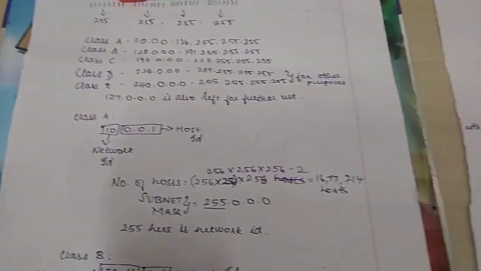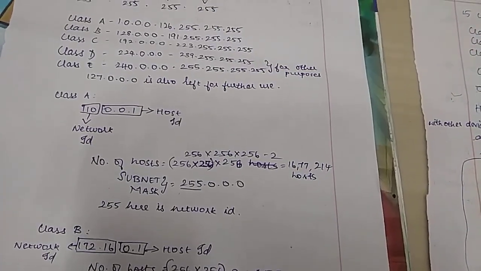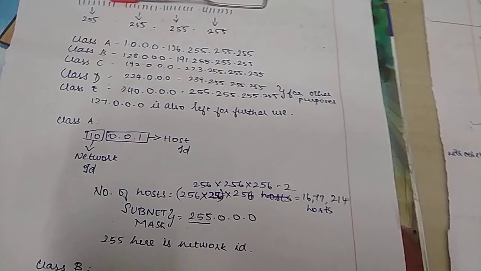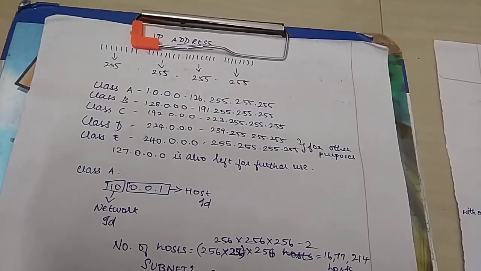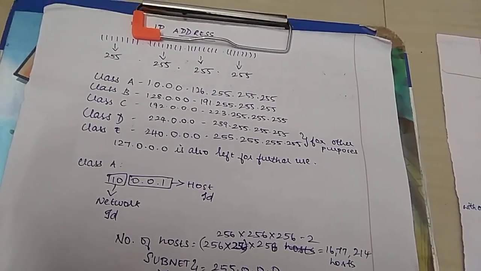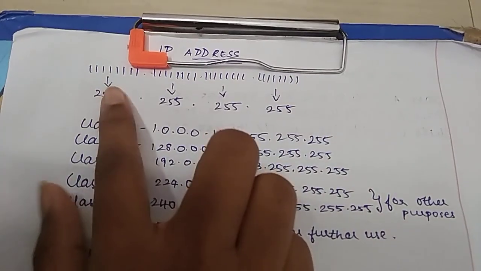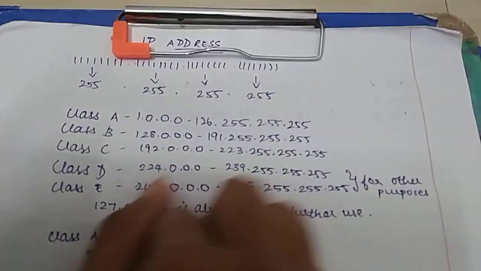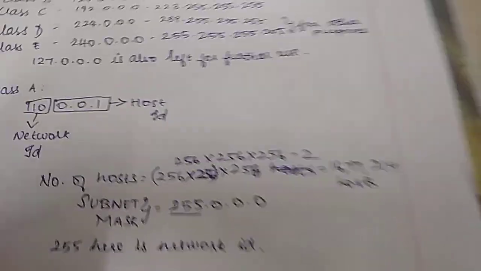Now, let me tell you what is network ID and host ID. Before that, have you ever wondered why the last IP address always ends with 255? This is because the binary form of 255 is 8 ones and it is the highest in the binary form. So we take 255 as the maximum. Here you can see that 8 ones become 255.255.255.255.